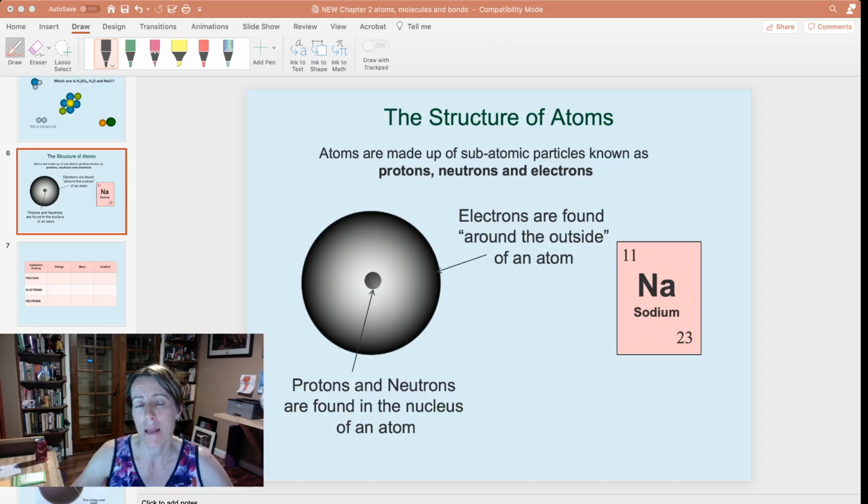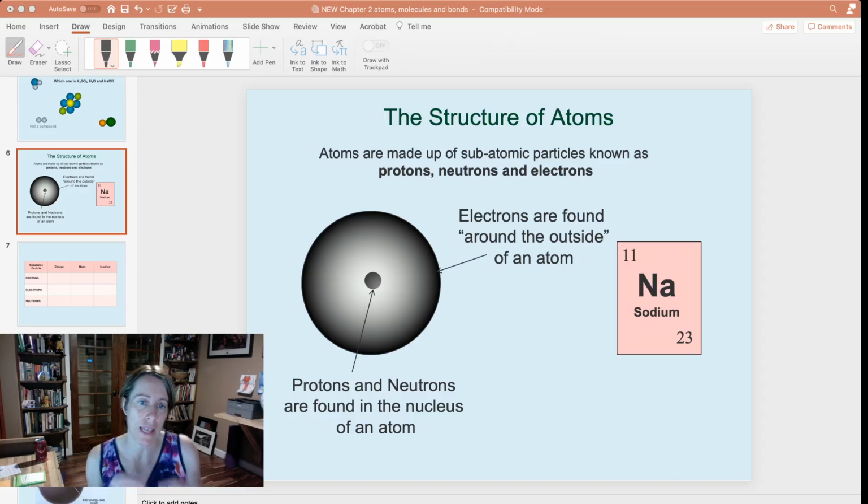Well, an atom basically has two kind of parts to it. It has a central core, which we call the nucleus. And in the nucleus of the atom, you're going to find the protons and the neutrons. So they're always found in the central core or the nucleus of the atom. And then the electrons are found kind of in orbit, zooming around the outside.